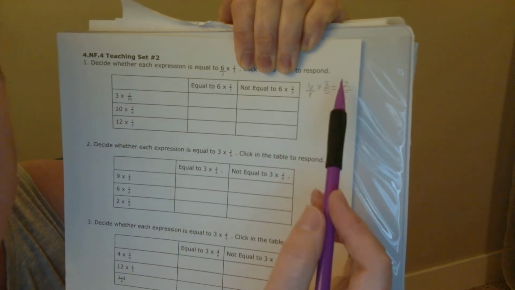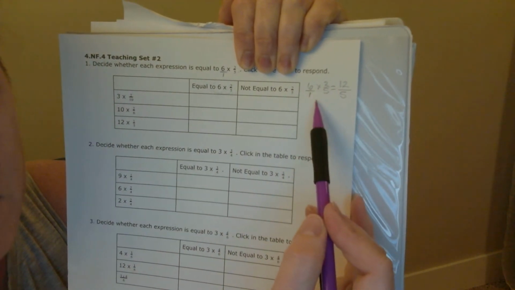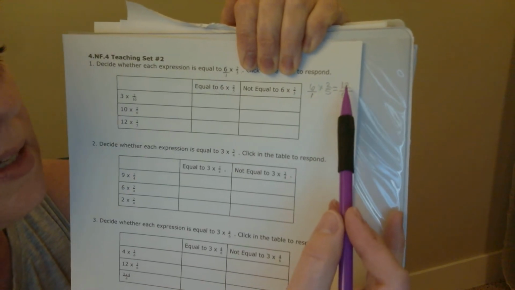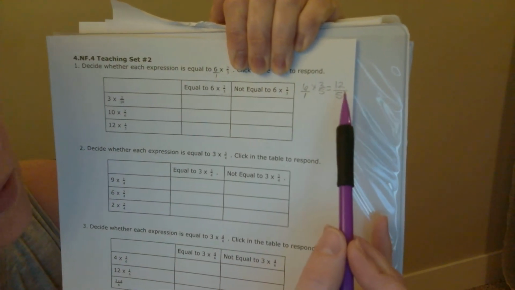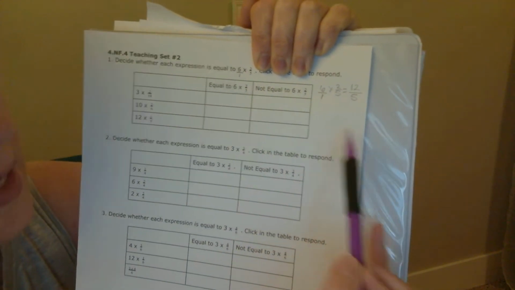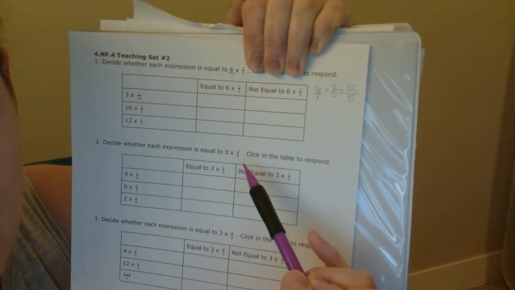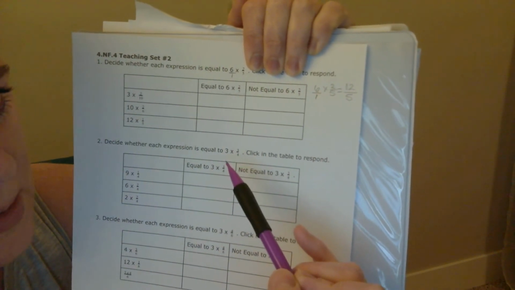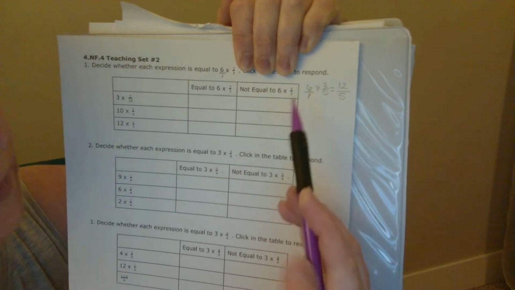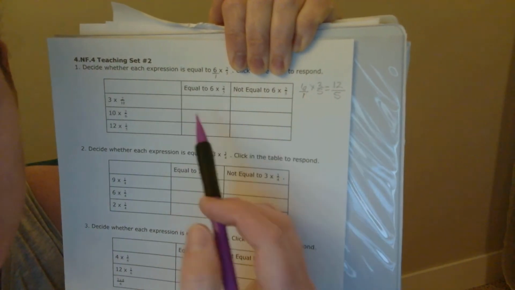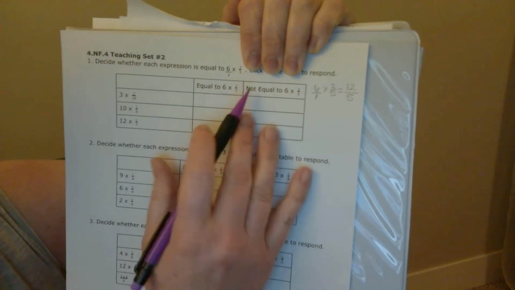Notice that the numerator is greater than the denominator, which means it's an improper fraction. Now, we could divide it, but I'm just going to leave it in the improper form and see what happens. Then we'll compare our fractions, improper to improper. All right, so here we go.